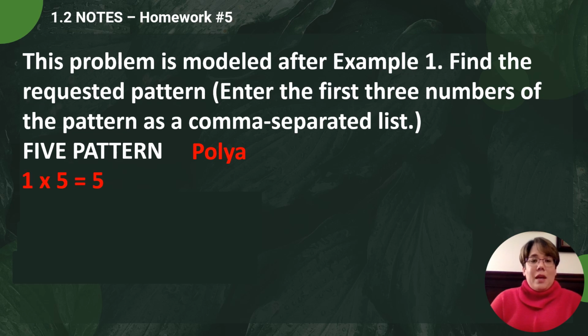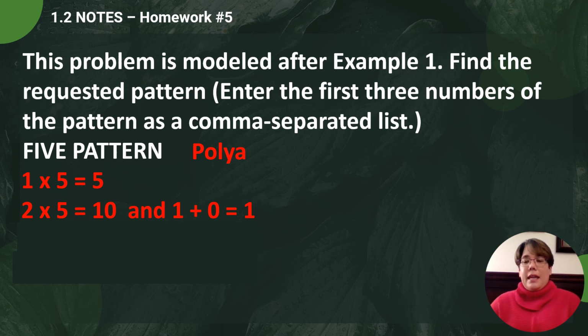But anyway, what he did is he sat around and he said, I find it very interesting that when you say 1 times 5 you get 5, and then 2 times 5 is 10. What he did is he added the digits in the answer. So for the answer 5, there's only 1 digit, so there's nothing to add together. It's just 5. But then for 10, he added 1 and 0, and he got 1.